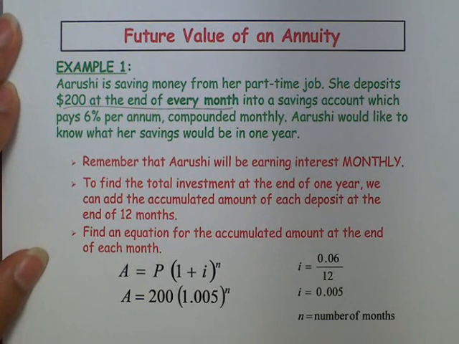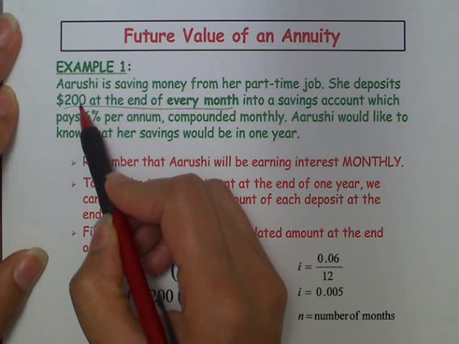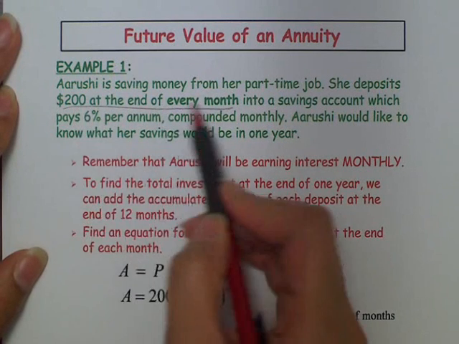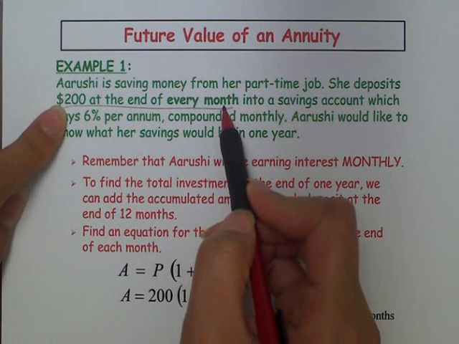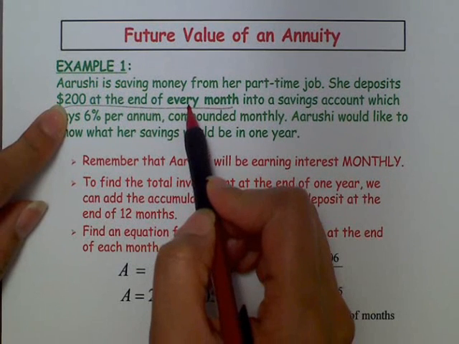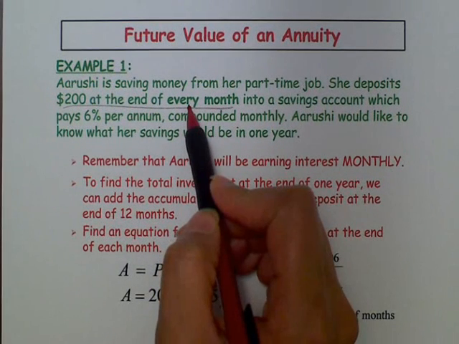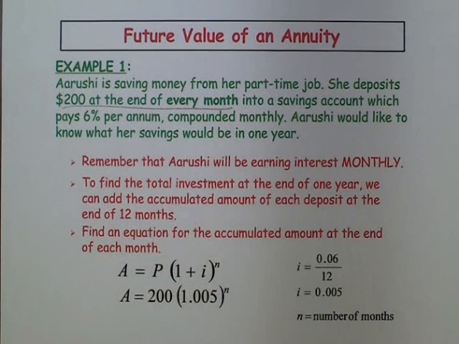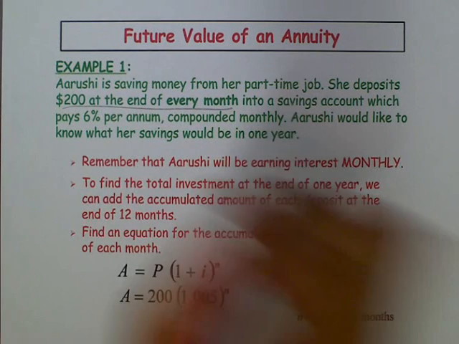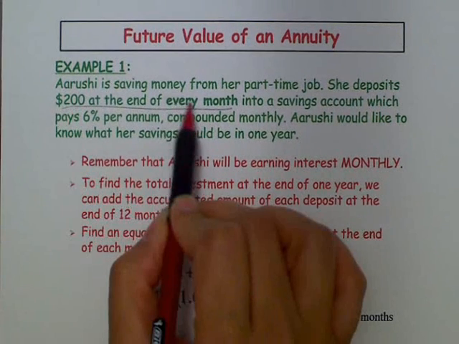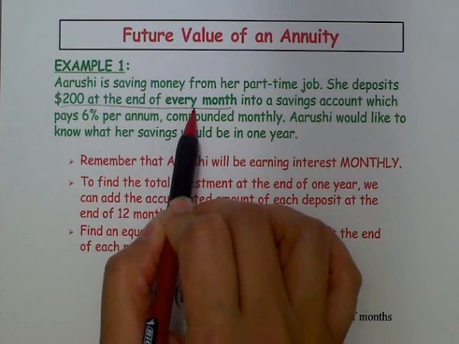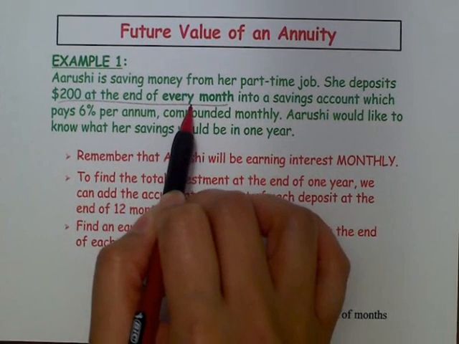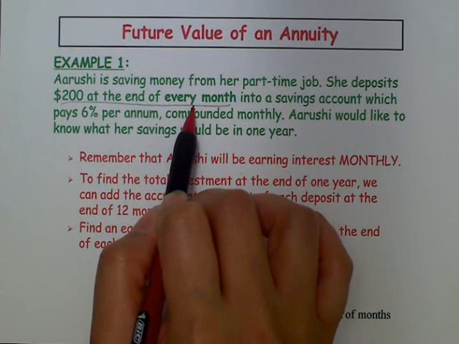Because she is making regular payments at regular intervals, regular payments of $200 every single month, this is an example of an annuity. She's not just making one payment and leaving it in an account. That would be compound interest. Instead, she's making a regular payment over regular intervals. So every month, she's making a $200 payment. That's what makes this example an annuity example.